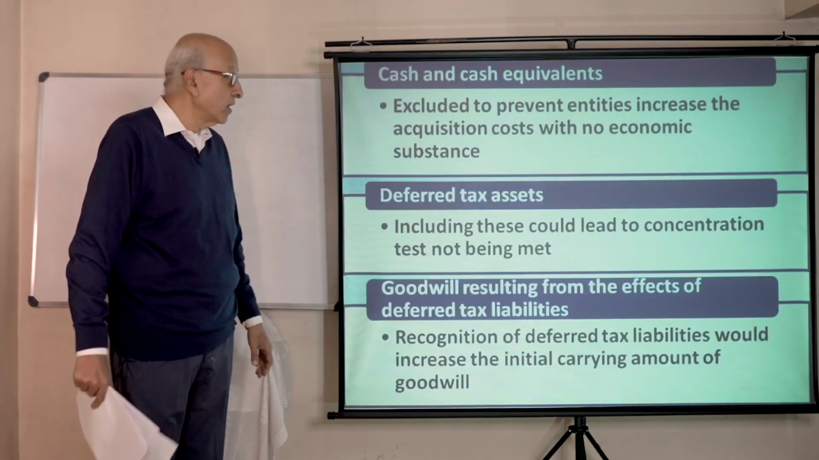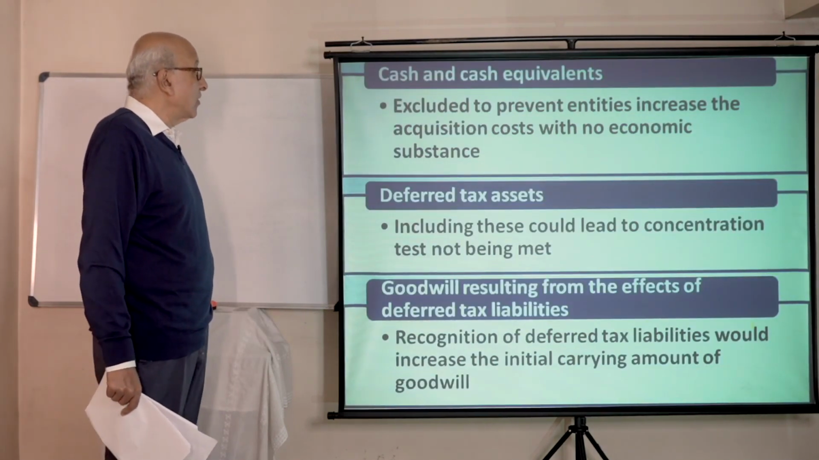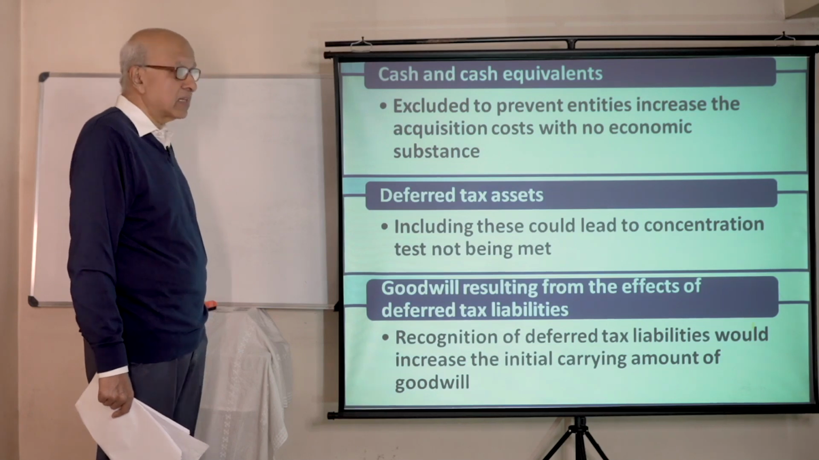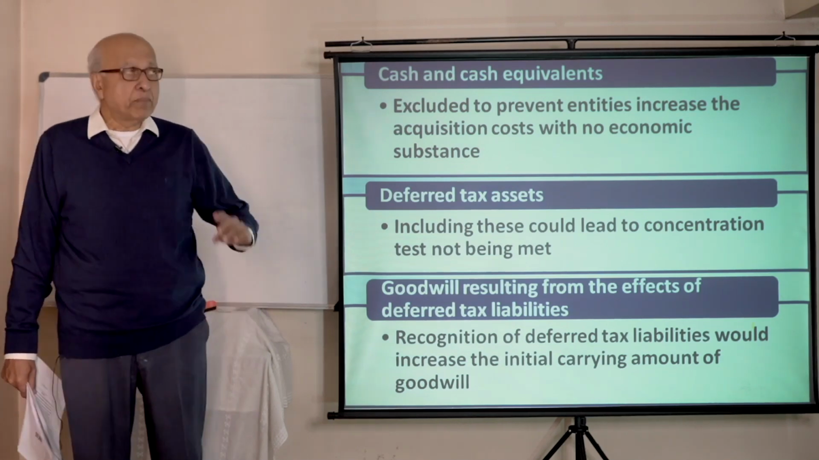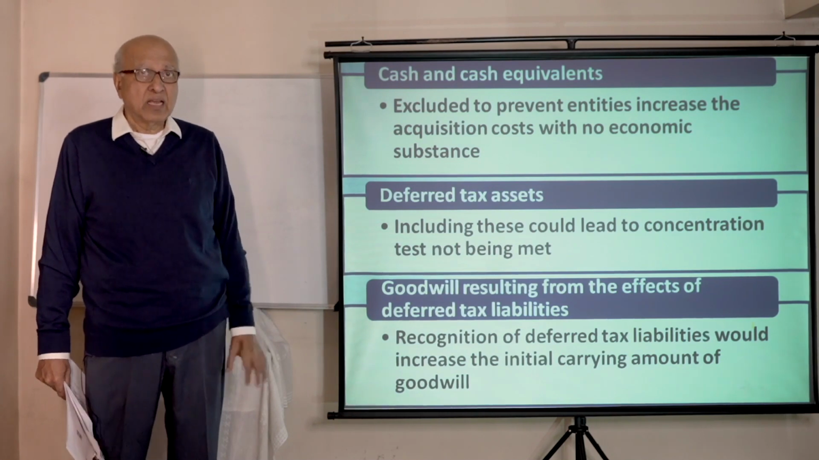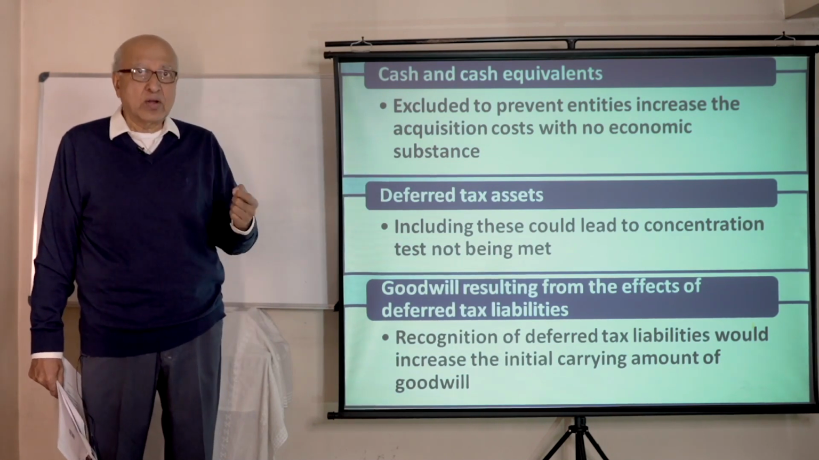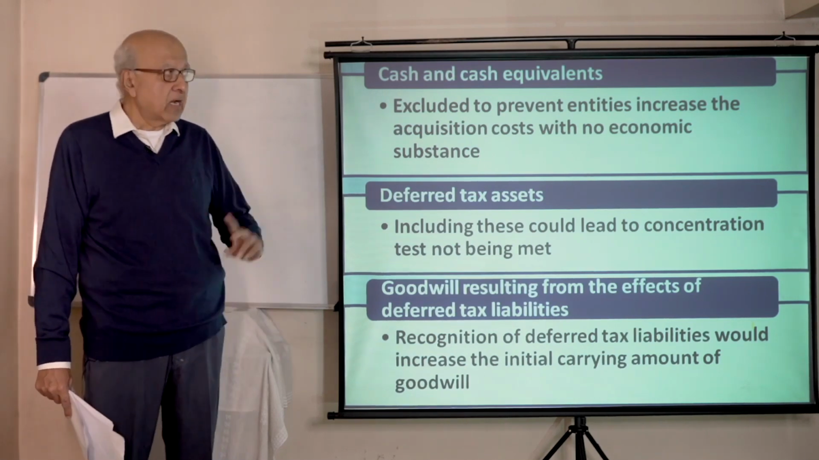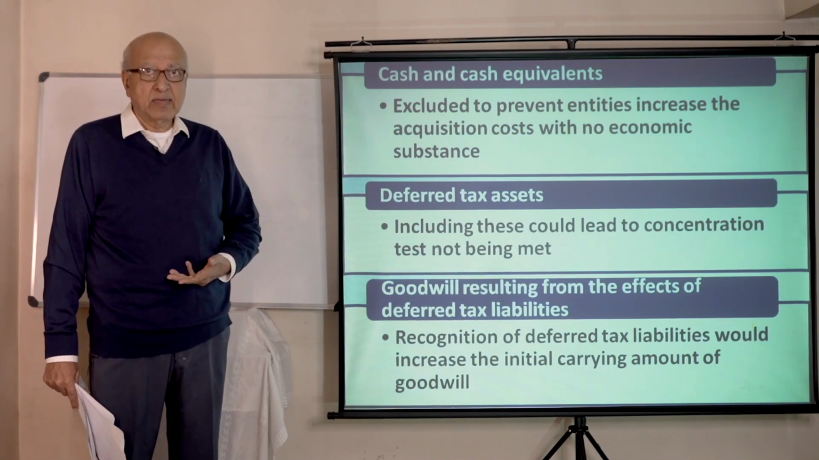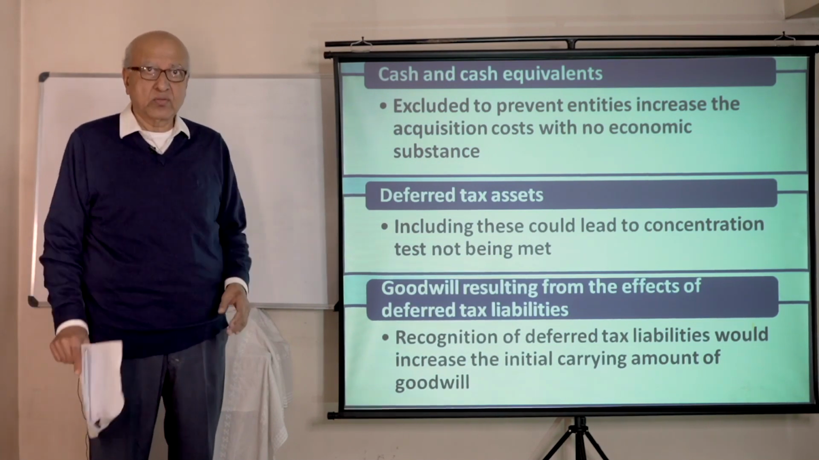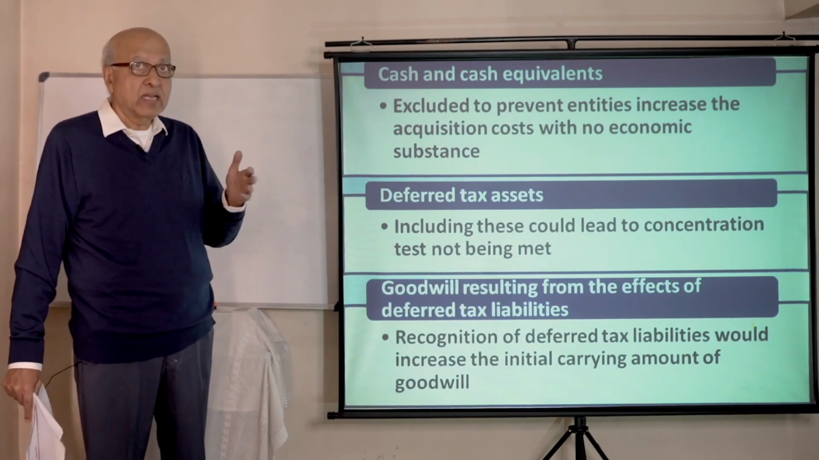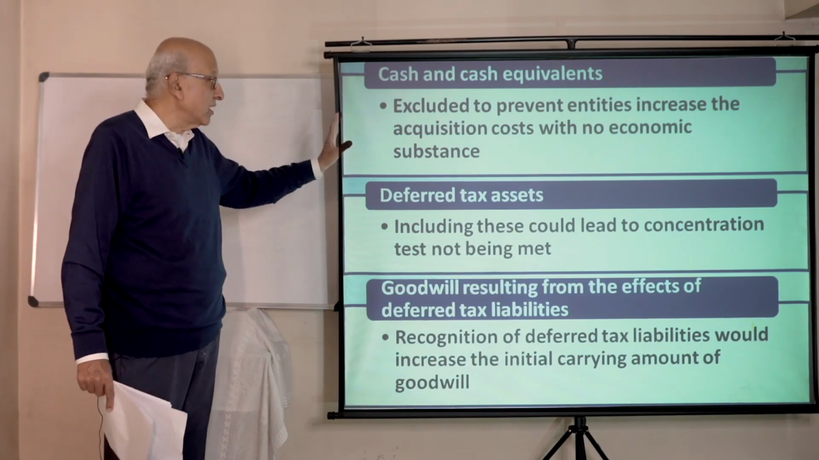Next, cash and cash equivalent. So why excluded? To prevent entities increase the acquisition costs with no economic substance. Parent paying 100 rupees as purchase consideration, and while acquiring asset there is 20 rupees cash and cash equivalent. So ultimately net payment is how much? 80 rupees. 100 I pay, 20 I get back. It has no economic substance if we consider both. Paying 100, getting back 20. That's why this cash and cash equivalent are excluded. It has no economic substance.